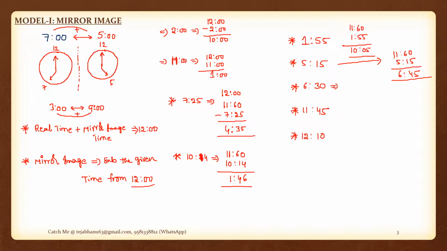Now, what is the mirror image of 6:30? See, 11 hours 60 minutes. If you subtract 6:30, you'll get 5:30. Right, it's right. Then, what is the mirror image of 11:45?